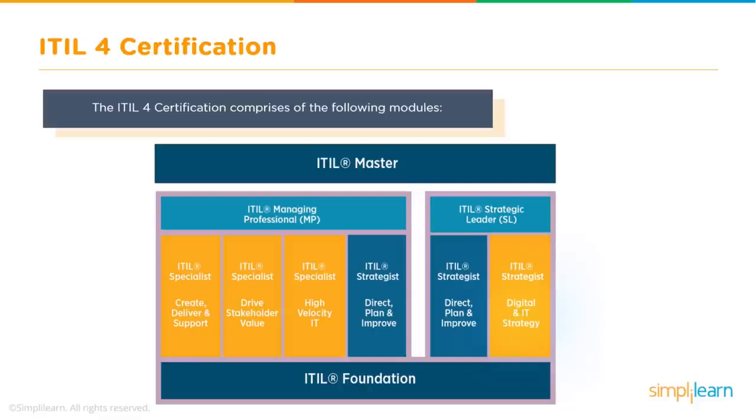So to accomplish ITIL managing professional, one has to complete these 4 modules. Each of these modules, create, deliver and support, drive stakeholder value, high velocity IT, direct, plan and improve, is a separate examination. Similarly, to accomplish the certification of ITIL strategic leader, one has to complete direct, plan and improve and digital and IT strategy certifications. So once this is complete, the next level is ITIL master certification.